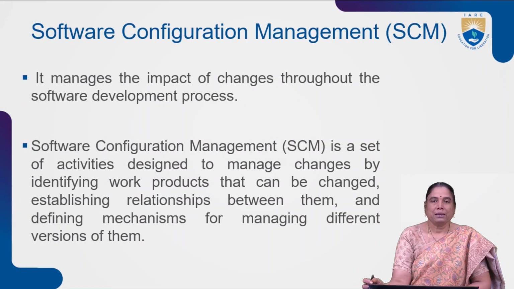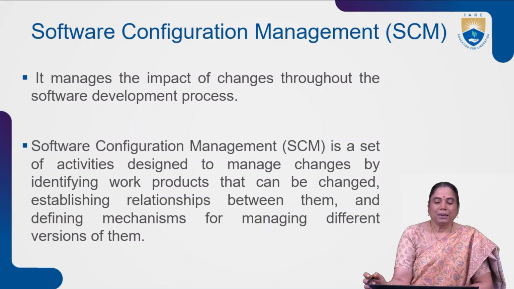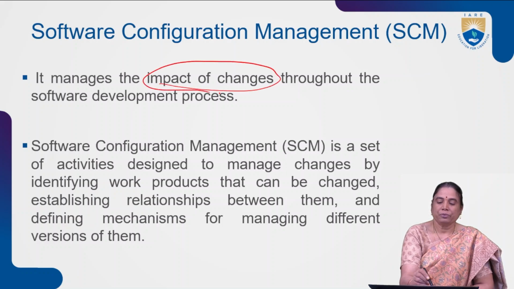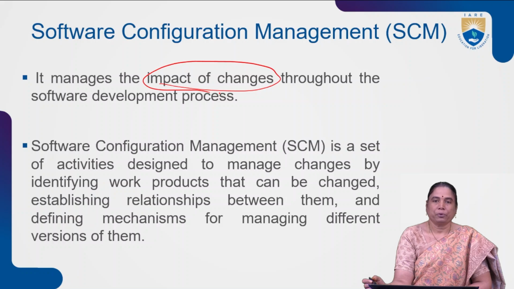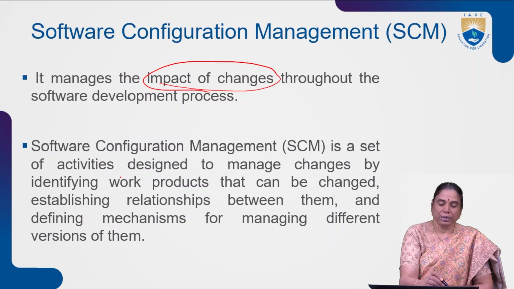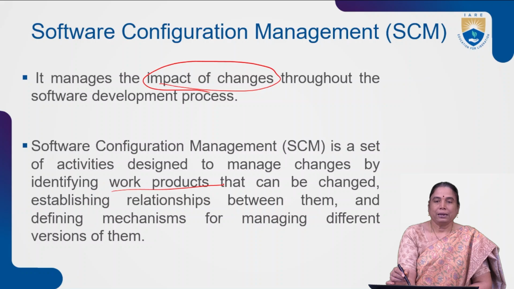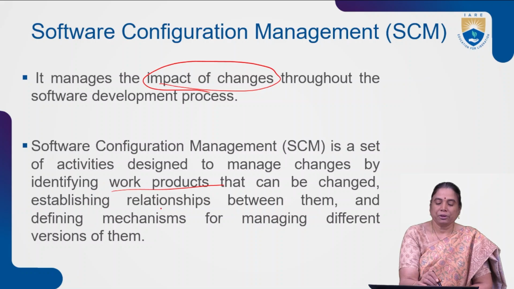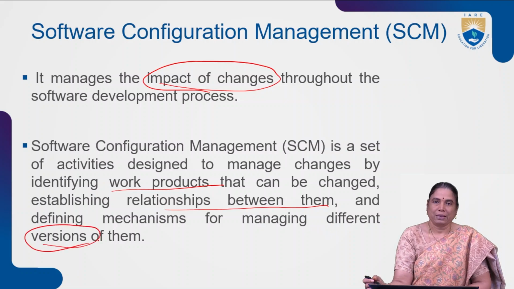Software Configuration Management (SCM) manages the impact of changes throughout the software development process. Software configuration management is a set of activities designed to manage changes by identifying work products that can be changed, establishing relationships between them, and defining mechanisms for managing different versions of the software. So, changes can be easily accommodated and planned with the help of SCM activities.